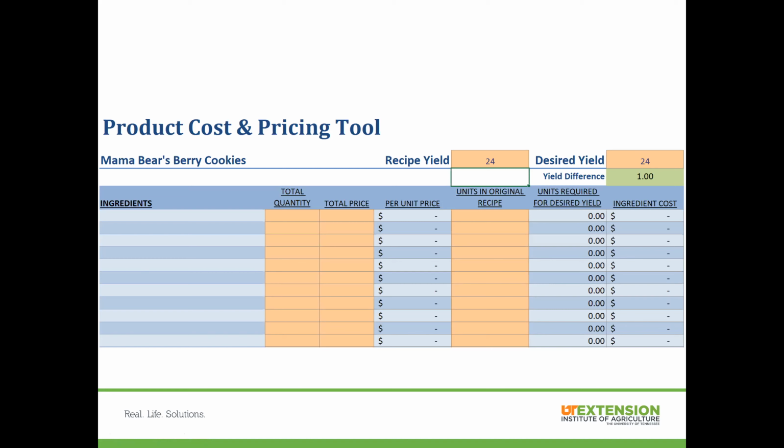convert all of the measurements in the recipe to weight measurements. So if you've got cups of flour or tablespoons of an ingredient, you're going to want to weigh each ingredient and then use that weight measurement, either in ounces or in grams, and put those in the spreadsheet. The reason for that is it makes costing out your product significantly easier.